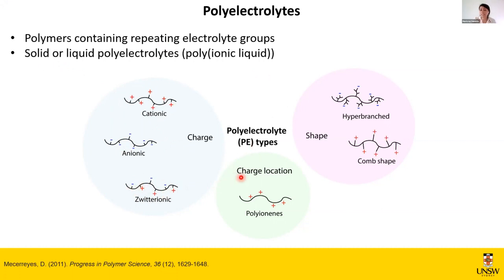And as well, we can classify according with the charge location. If the charge is located in the main backbone of the polyelectrolyte, we are going to call this a polyionene, as is the case of the isobenzene groups. And we have as well the classification according with the shape, as hyperbranched and comb shape.